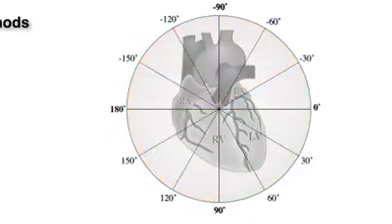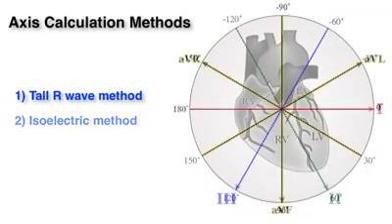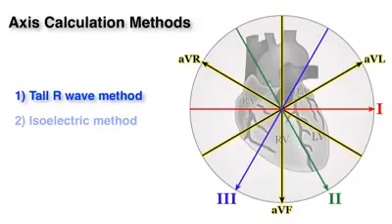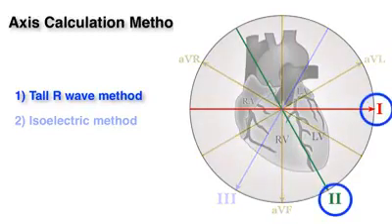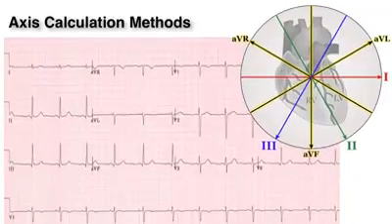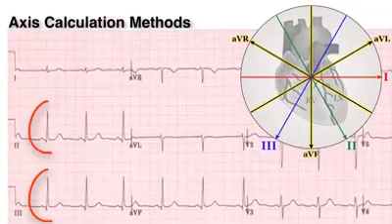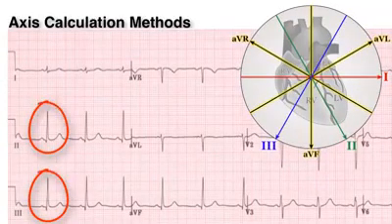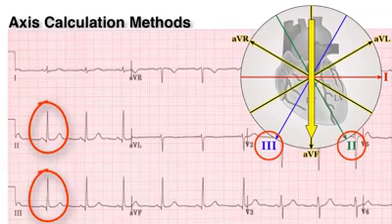Here are two methods to properly calculate the axis. First, the tall R wave method. Identify the two leads in which the R waves are tallest and of equal height. The mean QRS axis will be directed between both. For example, in this EKG, we circle the two tallest R waves which are of equal height. The mean QRS axis will be therefore directed somewhere between both leads.